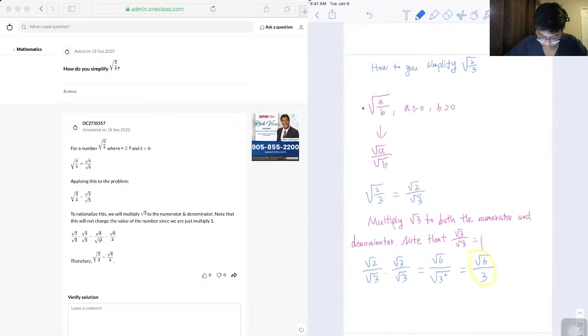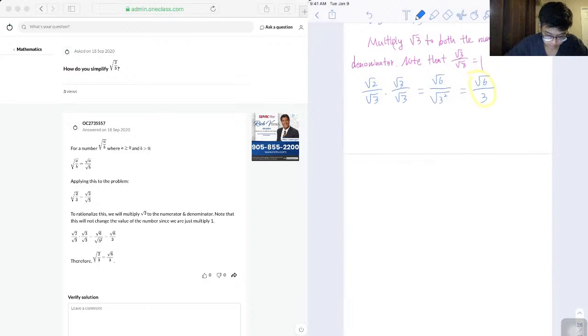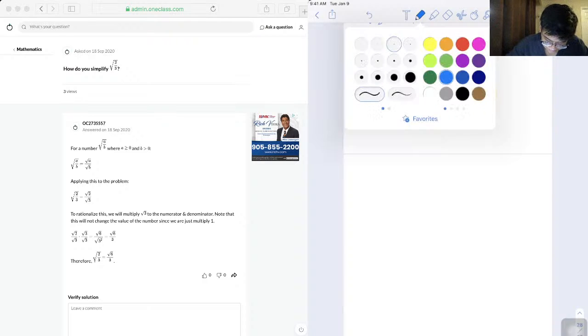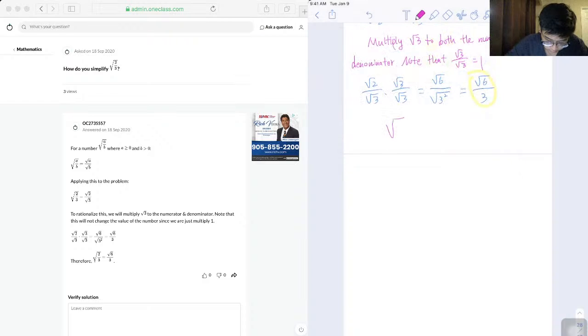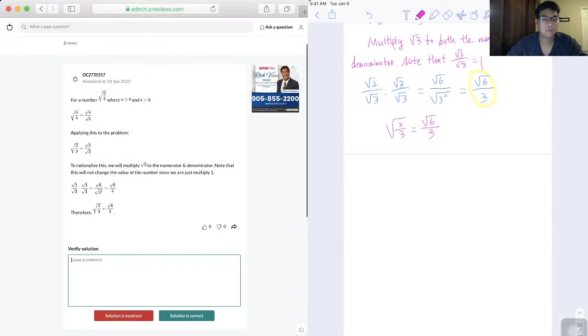Let's see. Yep. So our conclusion will be root 2 over root 3 is equal to root 6 over 3. Oh, correct.